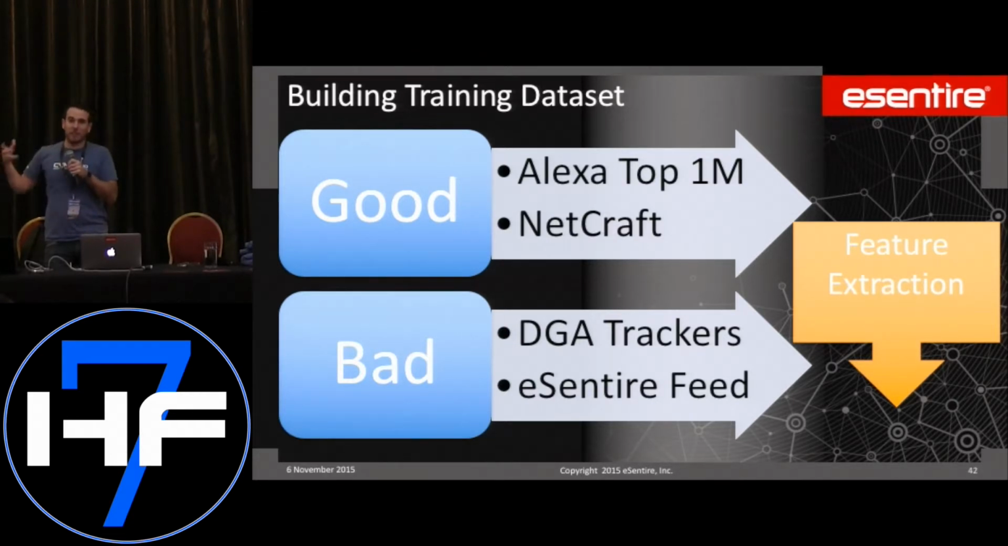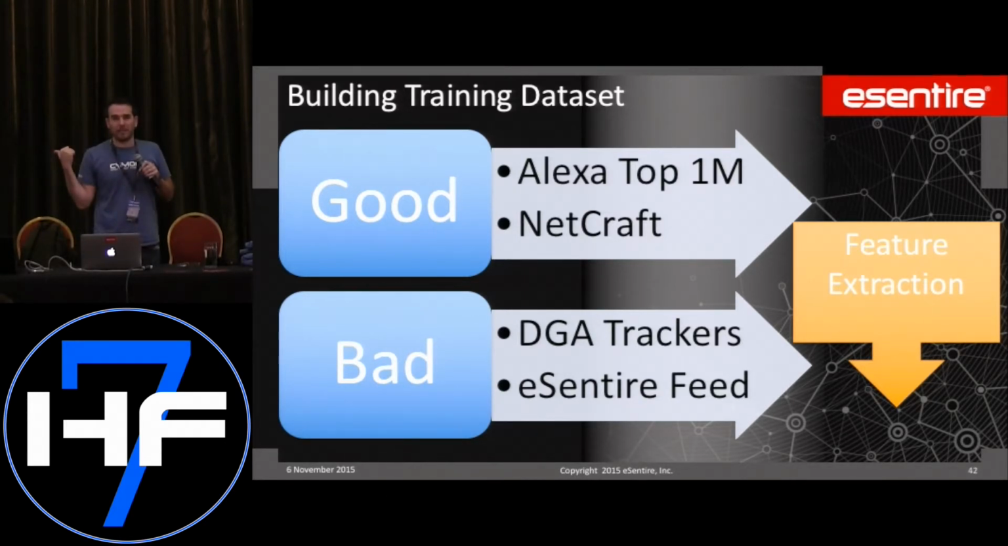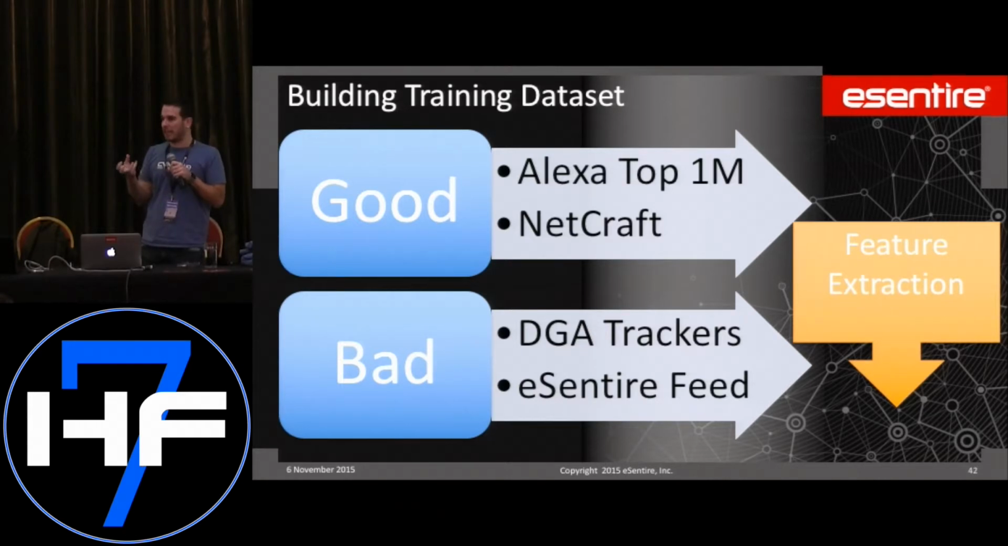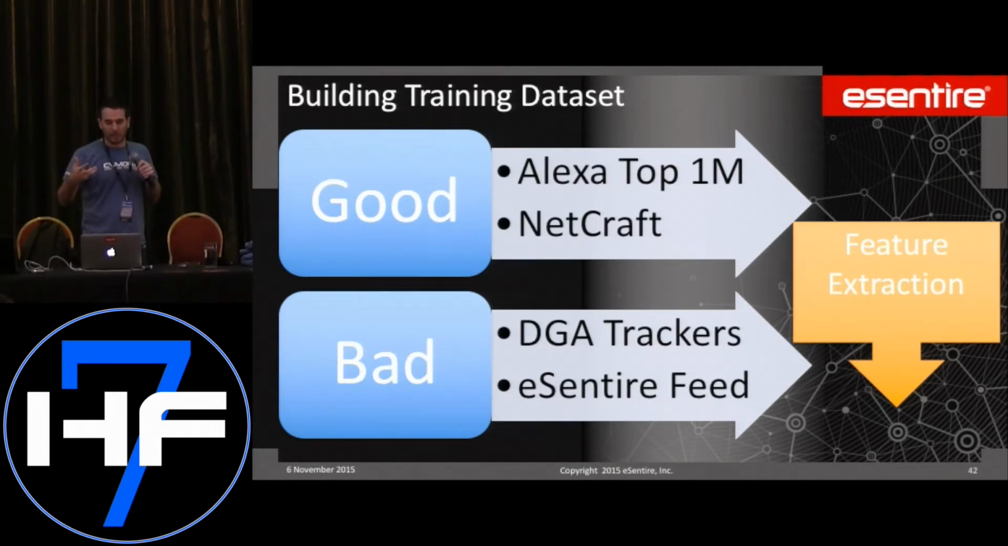to generate the known bad domain names, I went to different feeds and collected a bunch. There are special trackers for domain generation algorithms, and eCentire has our own feed, so I also took that and combined it together. Then you run this data through a function to extract the features we mentioned earlier, the data points from the domain. That script works, and we get a CSV file in the end.